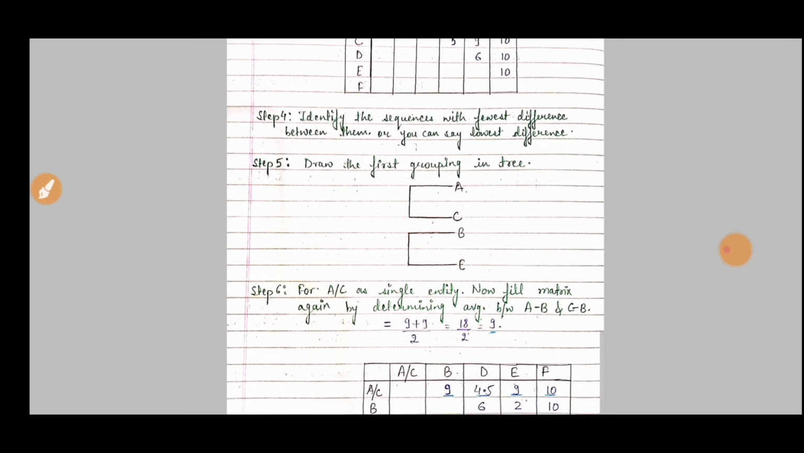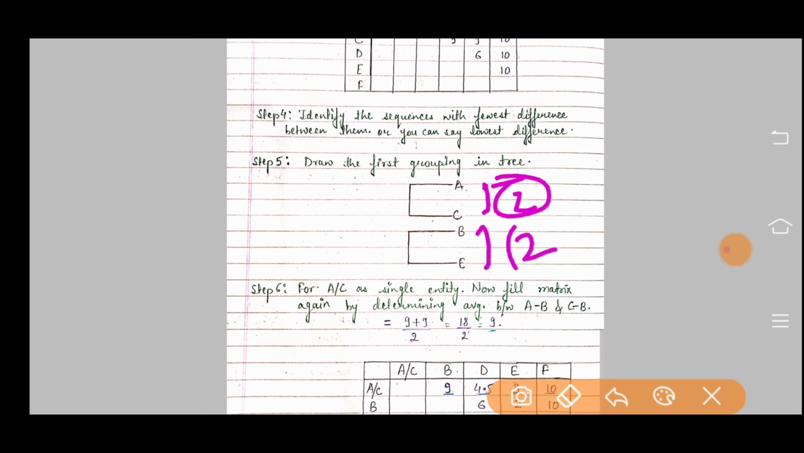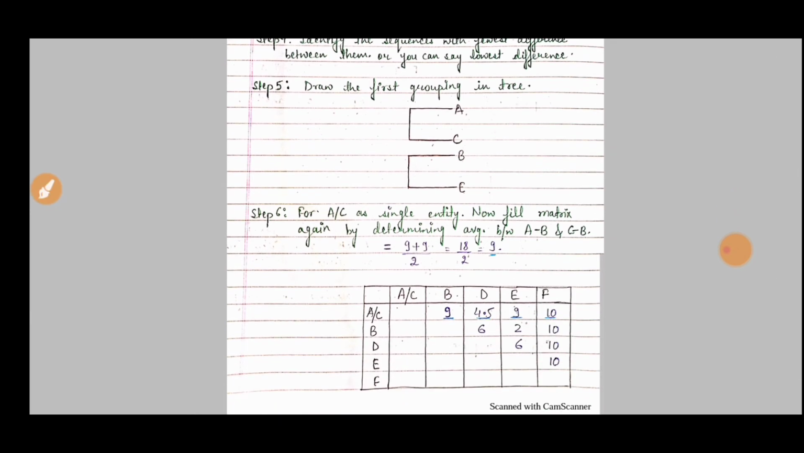Now come to step 5. Draw the first grouping in the tree as A and C with 2 mismatches only, and B with E with 2 mismatches only. So it shows that they are closely related to each other. That is, A and C are closely related to each other, and B and E are closely related to each other. Now come to step 6.